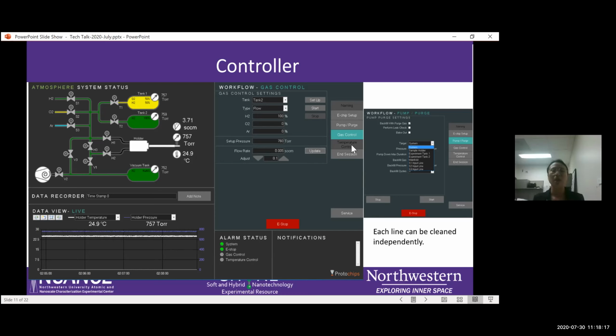The temperature can go up to 1000 degrees Celsius, and the heating rate is up to 10 degrees Celsius per second. So it's really fast. The cooling rate is also the same, 10 degrees Celsius per second.